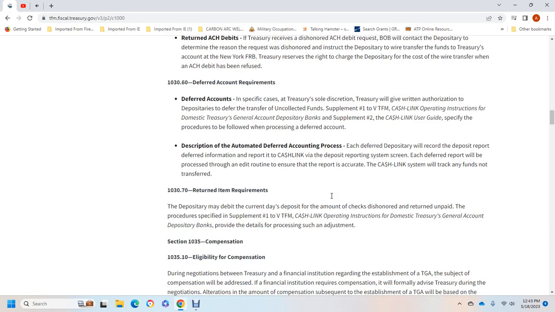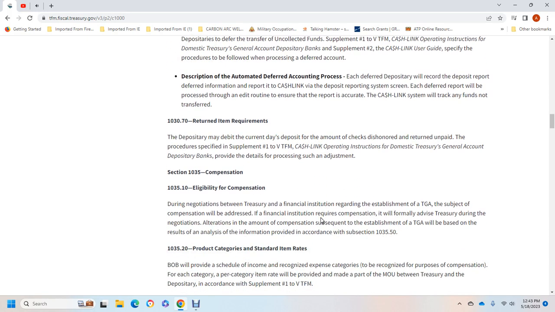Each deferred depositor will record the deposit report, or deferred information, in CashLink via the deposit reporting system screen. Each deferred report will process through an edit routine to ensure the report is accurate, and the CashLink system will track any funds not transferred. 1037, return requirements: the depositor will be debited on the current date for the deposit amount with checks. Dishonored or returned unpaid procedures are in supplement number 1, volume 5, Treasury Financial Manual, CashLink Operation Instruction, Domestic Treasury General Account Depository Banks, which provides the detailed processing for such adjustments.